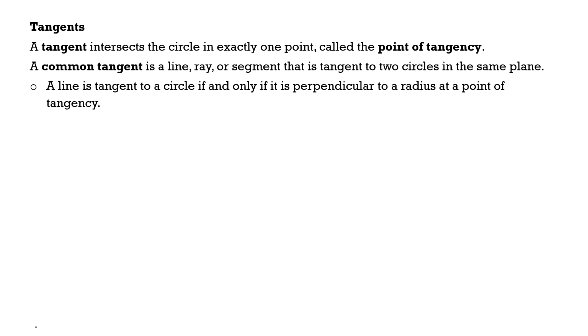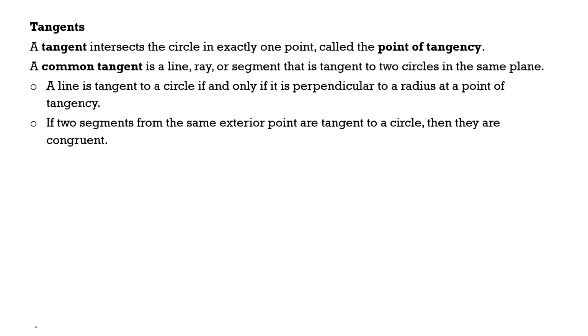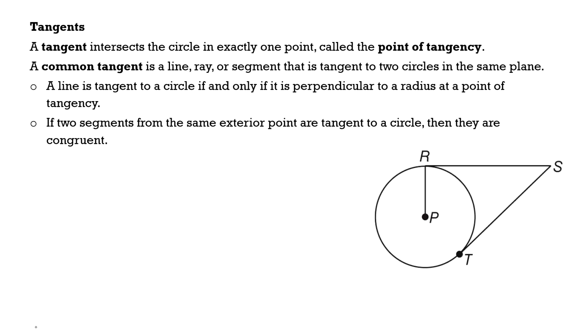A line is tangent to a circle if and only if it is perpendicular to a radius at a point of tangency. And then the last little note, if two segments from the same exterior point are tangent to a circle, then they're congruent. So let's take a look at our example, our picture.